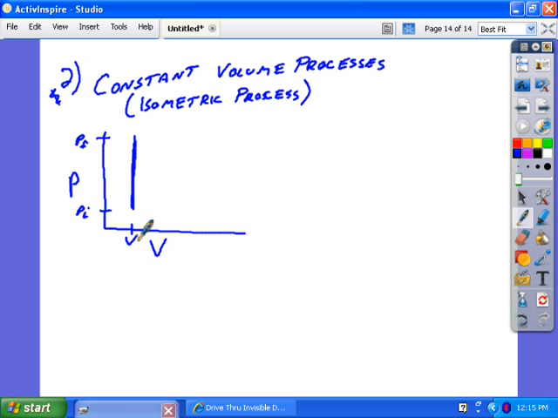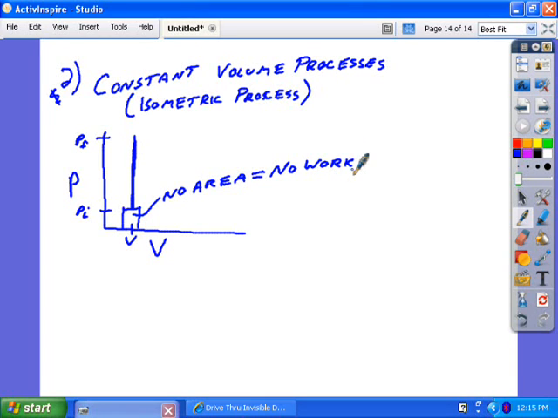Now the one thing you should be able to notice from here, we've got no area. You can't integrate under a single point. And also, where do you integrate up to? Because all of it is on the same exact line. So literally, what this means, if you have no area, that means you have no work.